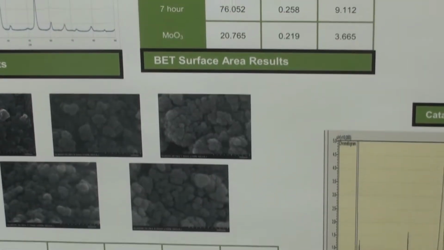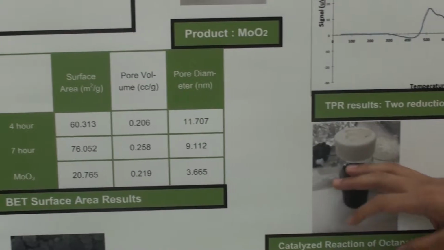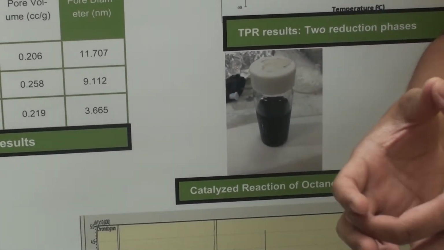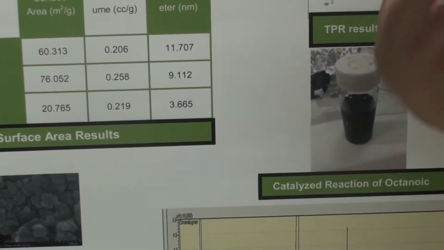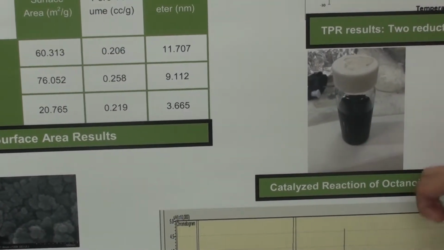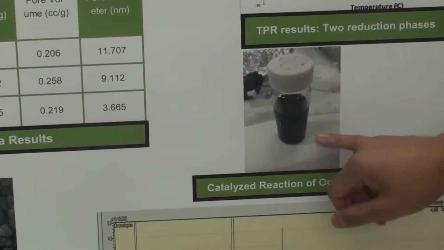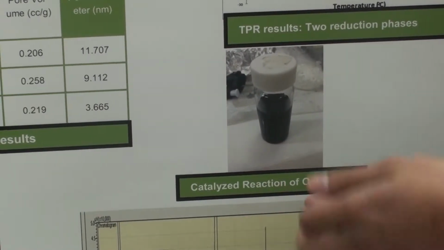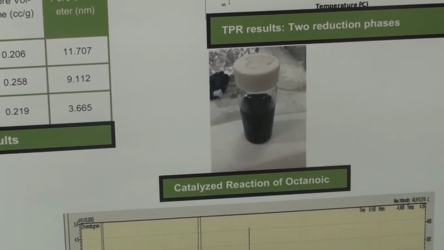So after getting molybdenum dioxide, I put it into reaction with the octanoic acid, and this is what we got. To be a good catalyst, after the reaction, it should be reusable, which means that it should be able to be extracted out of the octanoic acid product. But in this case, it pretty much diffuses into the octanoic acid, making the product black.